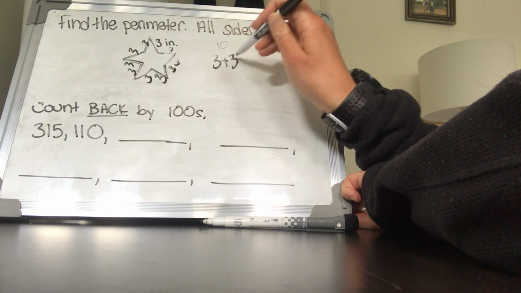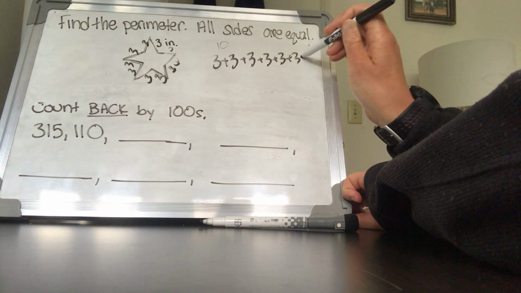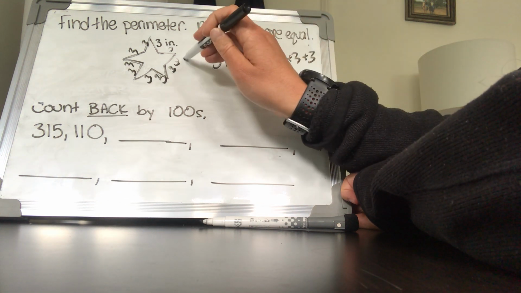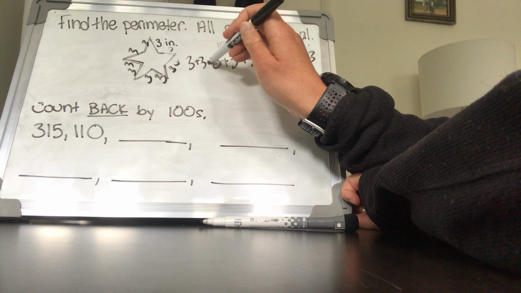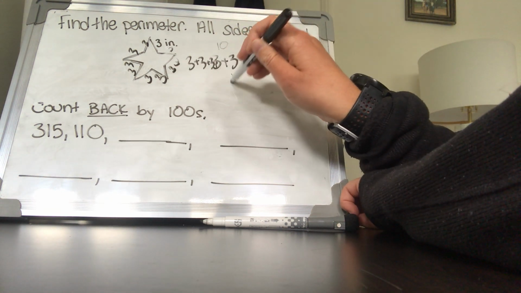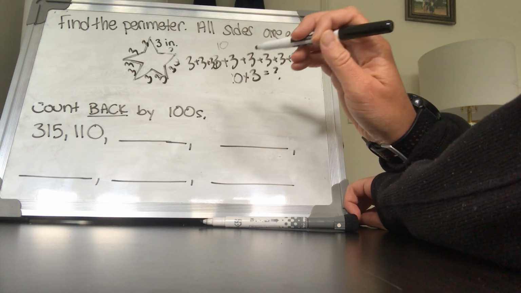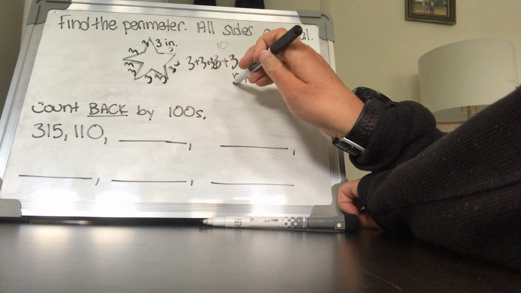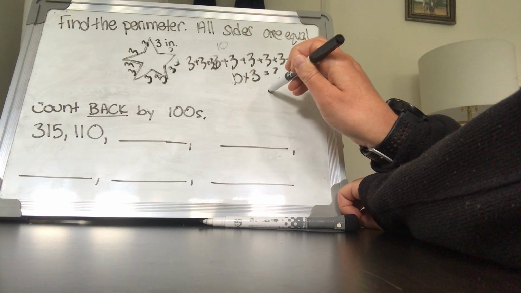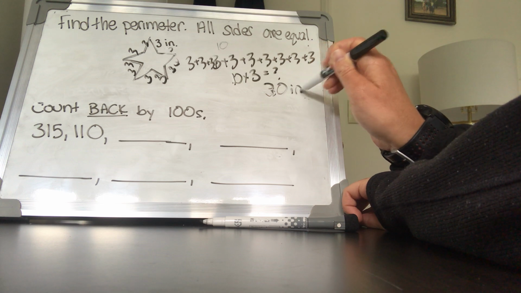3 plus 3 plus 3 plus 3, 3, 3, 3. 1, 2, 3, 4, 5, 6, 7, 8, 9, 10, right? I could write out 10 threes. Or I could just write 10 groups of 3 equals question mark. So that looks a little bit easier to me because I know that 10 times 3 is just 10 3s. So my perimeter is going to be 30 inches.